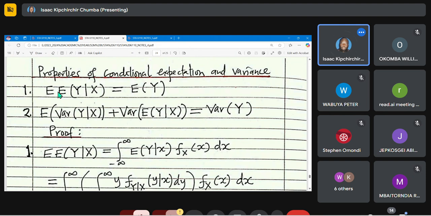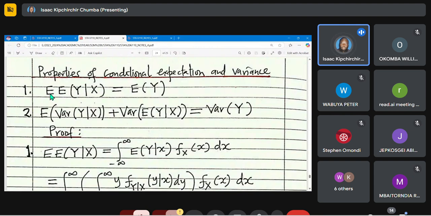So the first one acts on Y for given X. Now the resultant is a random variable which is a function of X, and then the second E acts on it. So the first is averaging over Y for given X, and then the second one averages over X. So it says when you do that, it is the same as just averaging over Y, the mean of Y. So the mean of the conditional mean of Y given X is the mean of Y.